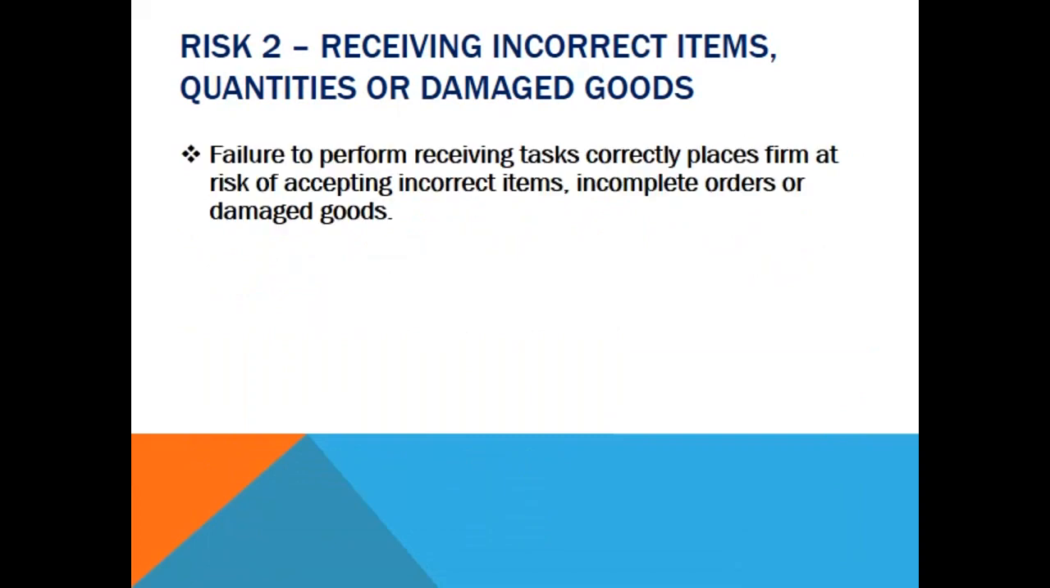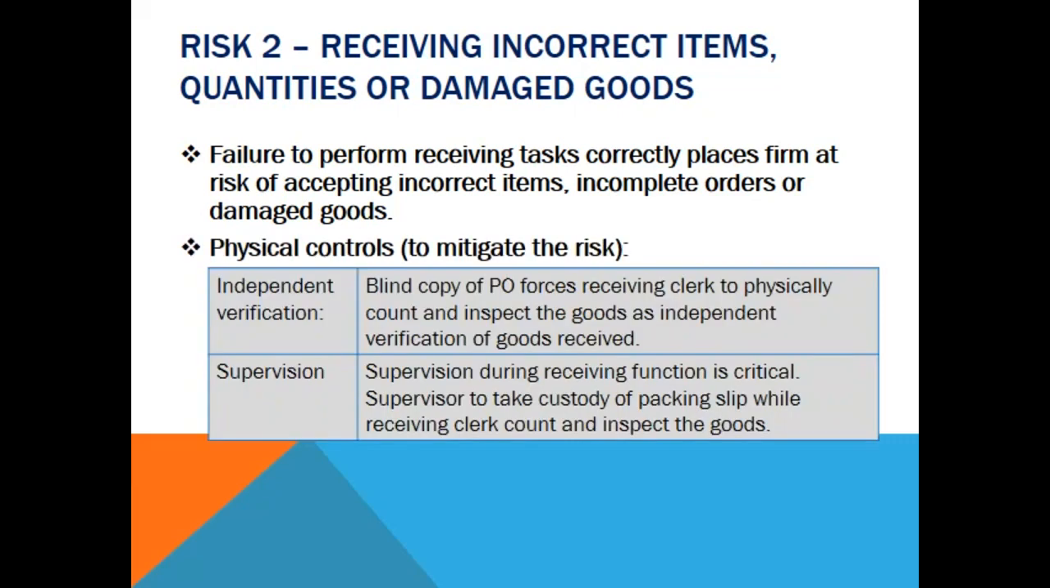The receiving department is responsible for inspecting and counting large quantities of valuable goods that arrive from the vendors. Failure to perform receiving tasks correctly places the firm at risk of accepting incorrect items, incomplete orders, or damaged goods. This risk may be due to human errors in counting the items or deliberate acts of theft. To prevent receiving incorrect items or quantities or damaged goods, independent verification by the receiving function is important.